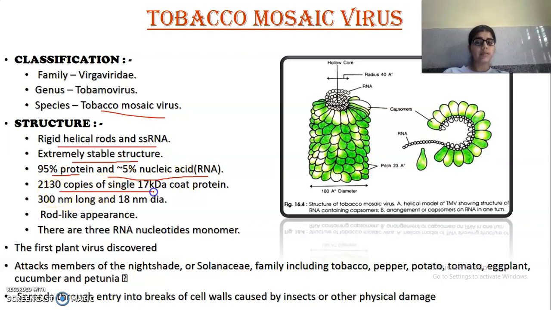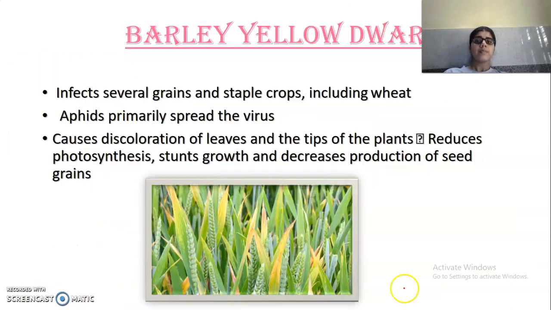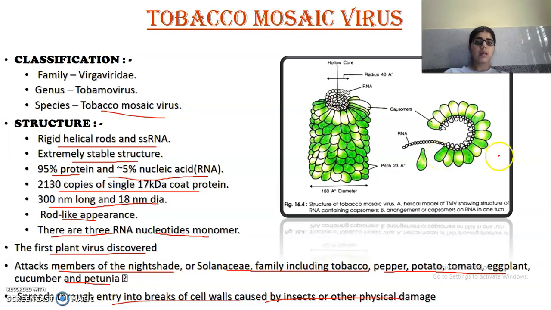2,130 copies of a single 17 kilodalton coat protein, 300 nanometers long and 18 nanometers in diameter. Rod-like appearance. It was the first plant virus discovered and attacks members of the nightshade or Solanaceae family including tobacco, pepper, potato, tomato, eggplant, cucumber, and petunia. It spreads through entry into breaks of the cell walls caused by insects or other physical damage. Tobacco mosaic virus looks like this.